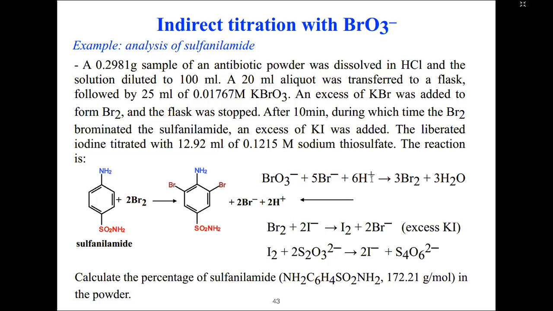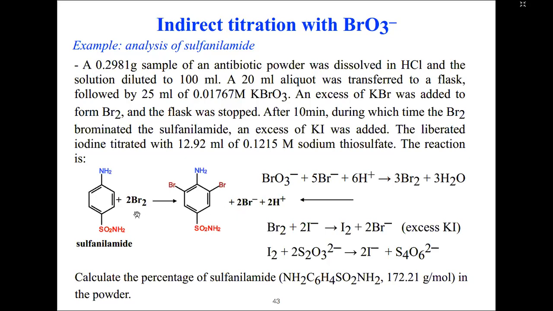In this reaction, your BrO3 minus is the limiting reagent. So there is a relationship between only Br2 and BrO3 minus. This 1:3 relationship. Now you produce this Br2, you react with sulfonamide. And this is the reaction, even here. It is a bromination reaction, okay? You can see substitution reaction. And it reacts in 1:2 ratio.